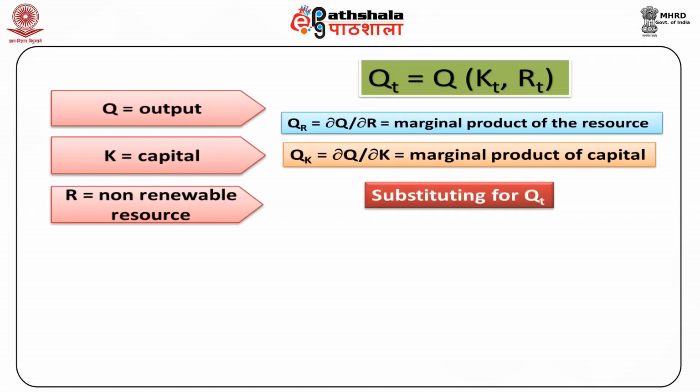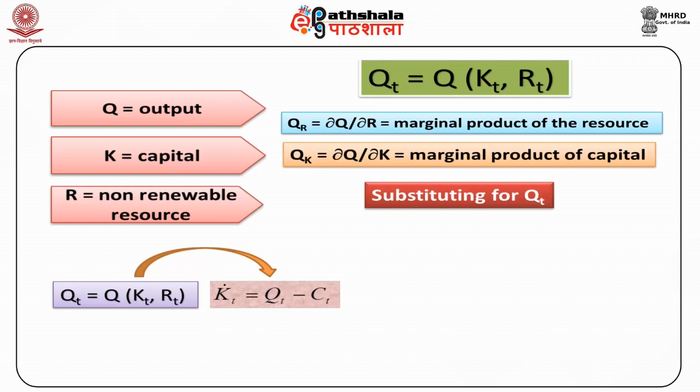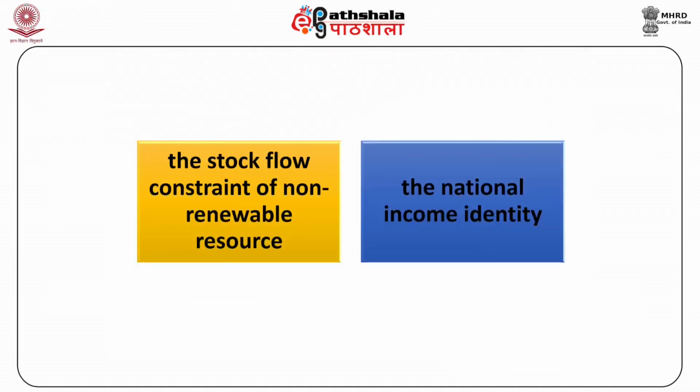Substituting for Q_t from the production function, the accounting identity K dot_t = Q_t − C_t can be rewritten as K dot_t = Q(K_t, R_t) − C_t. We will now try to find the solution for the socially optimal intertemporal allocation of the non-renewable resource using the stock flow constraint of the non-renewable resource and the national income identity.